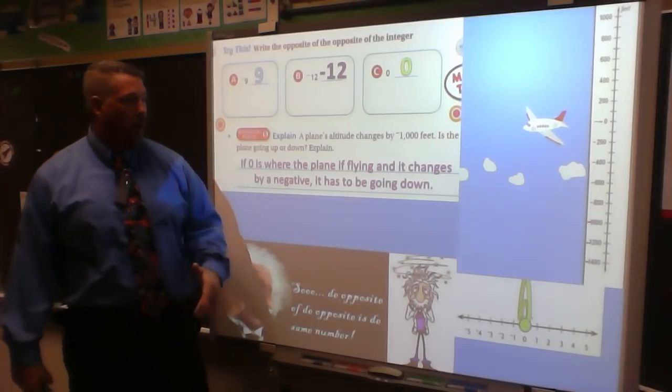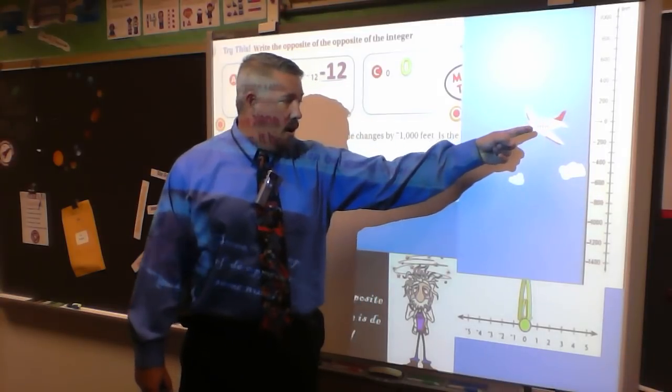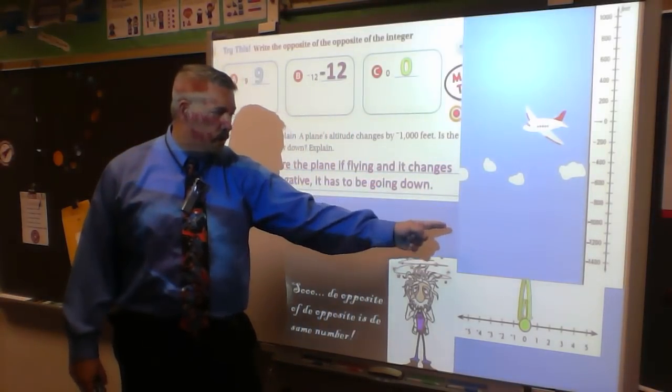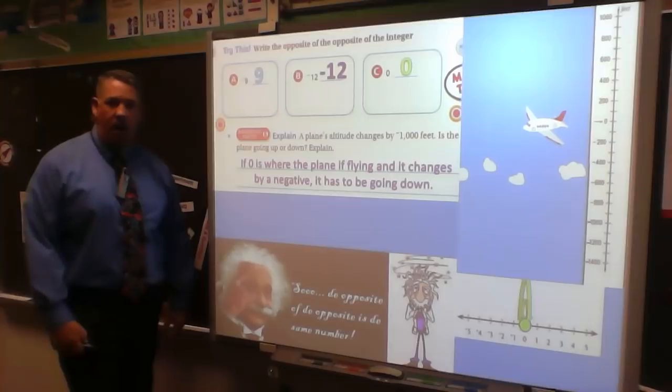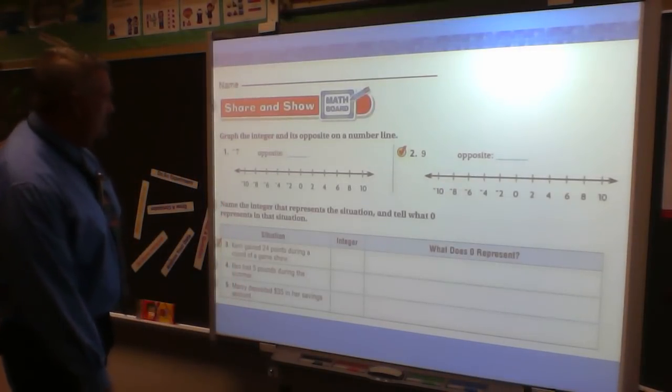So on my number line, if the 0 is where the plane is flying, and it's going to negative 1,000, it has to be going down. So if you don't have that written down, pause the video and move on.